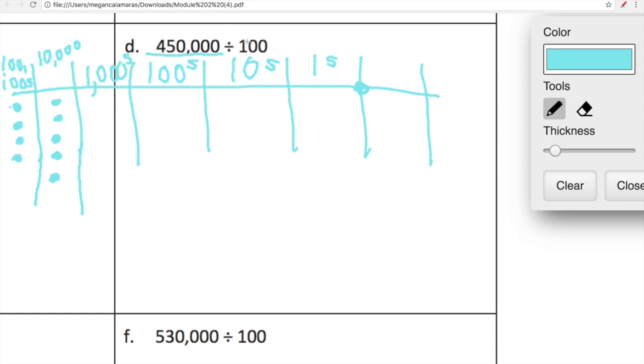Now we're dividing 450,000 by 100. That means that each of these digits are going to shift to the right. Division means to the right, means getting smaller, dividing into smaller pieces. To the right 2 place values because there are 2 zeros in 100. So this 10,000 is going to shift over 2 place values to the right. Does anyone see a pattern here?